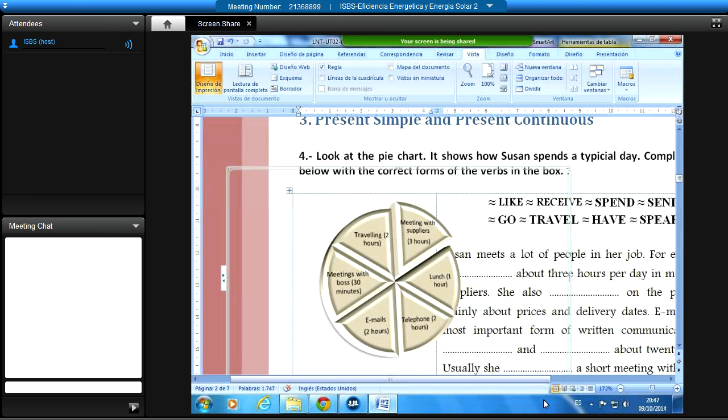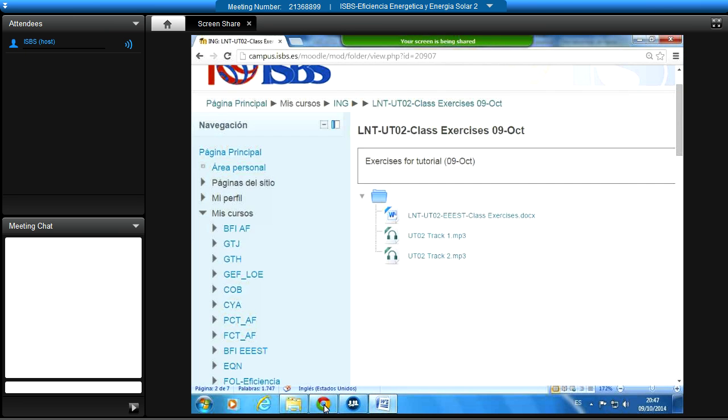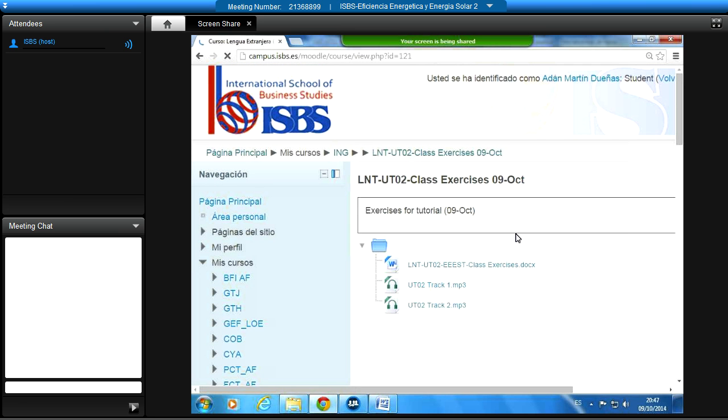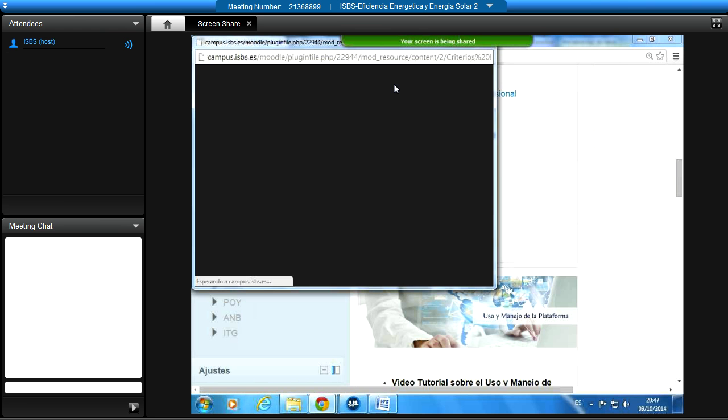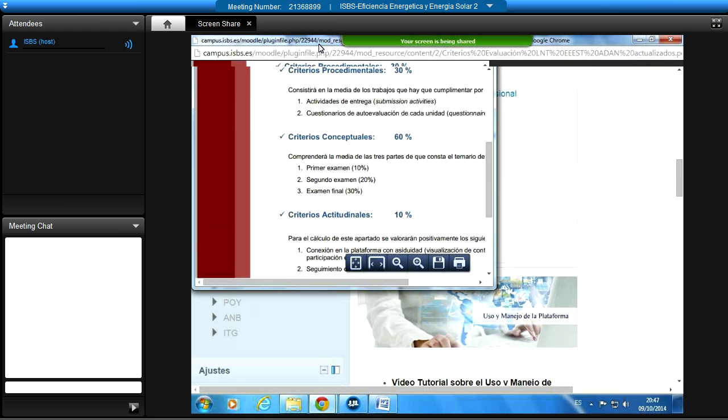What unit? Sorry? The first exam is going to be only the first unit, okay? Unit 1. But it's only 10% of the mark. So I'm going to do 3 exams. But the first exam has only 1 unit, so it's 10%. Exams in total, look, this is something that you can check on the platform. The evaluation criteria, which are here, okay? Evaluation criteria.